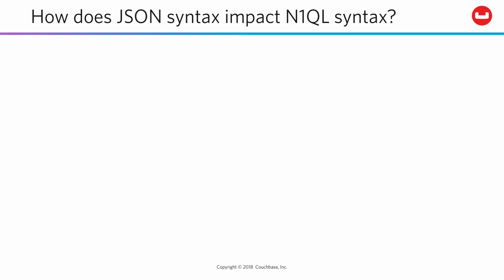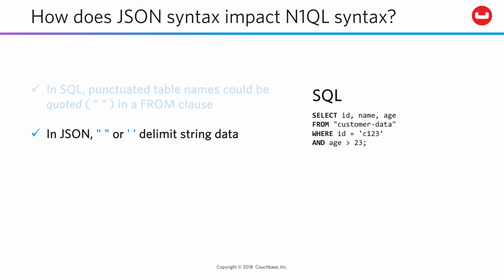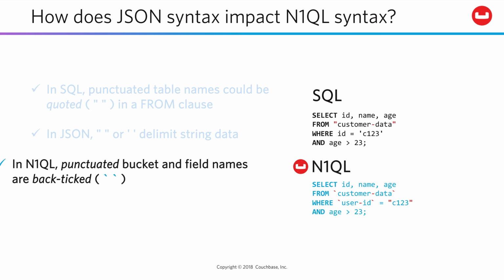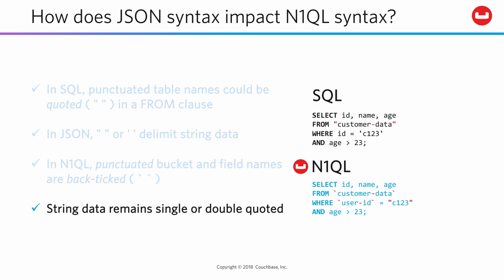There is a nuance in NQL syntax, though, resulting from the fact that JSON documents are string documents, interpreted as such. In SQL, if you are, for some reason, working with punctuated table names, you would quote them in a from clause. JSON, however, relies on single or double quotes to identify string literals. As a result of this, if you are, again for some reason, working with punctuated bucket or field names, you surround those elements with backticks and not quotes. String values in the same query would be single or double quoted. Just be consistent.